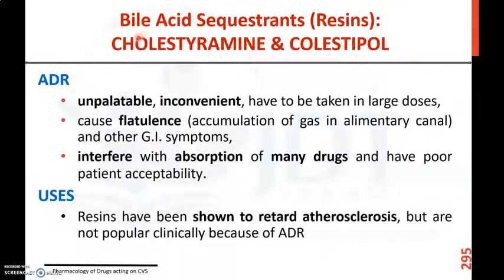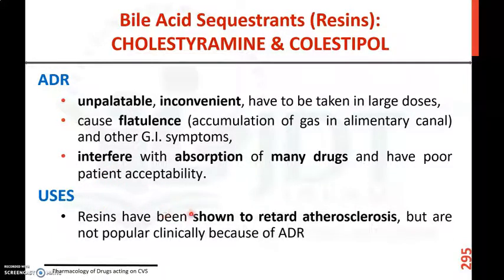Now coming to the adverse drug reactions, it may cause unpalatable and inconvenient effects, and we have to take a large dose for the hypolipidemic action. It may also cause flatulence and other GI symptoms, and it may interfere with the absorption of many drugs and has poor patient acceptability.